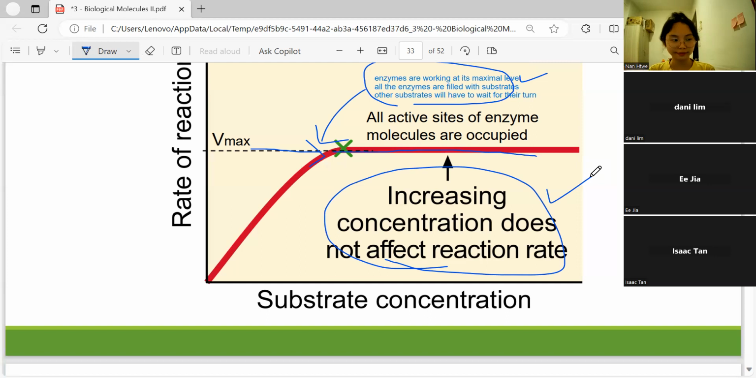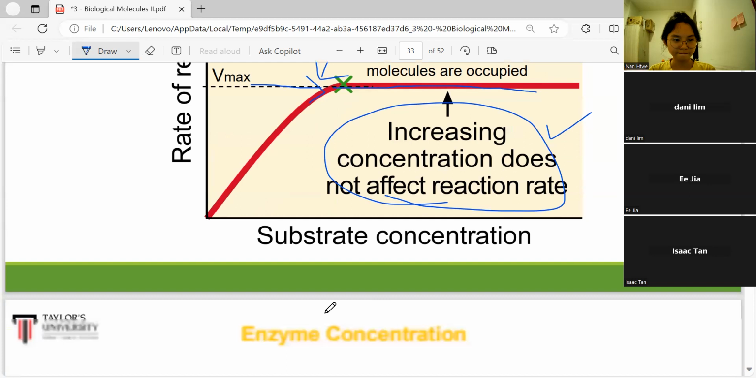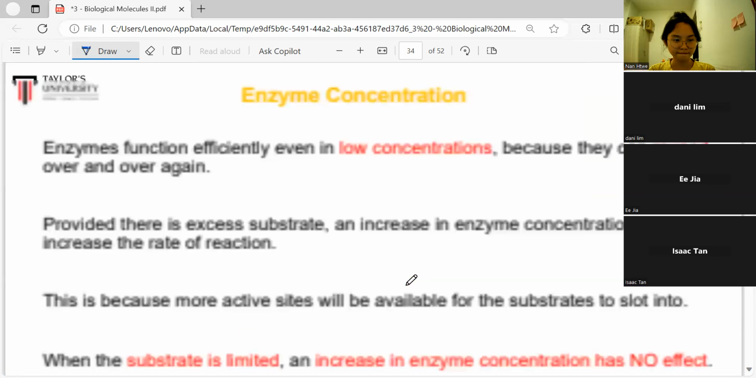You get it? Is there any questions? Is there any part that you don't understand? No. Okay, then I will move to the enzyme concentration.